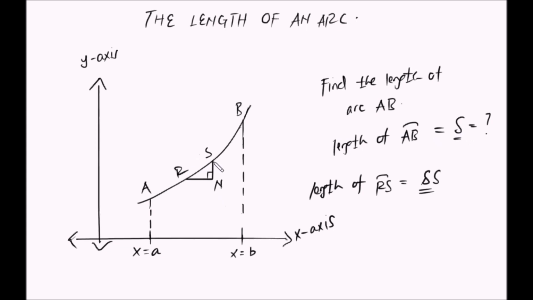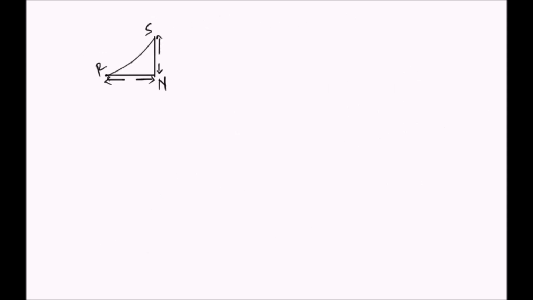So in order to find delta S we have drawn a vertical line SN and a horizontal line RN. Now look at this shape RSN. I'm afraid to call it a triangle at first because here there is an arc. It's not a straight line. But eventually we'll see that it's going to be a triangle. So this is our shape RSN.